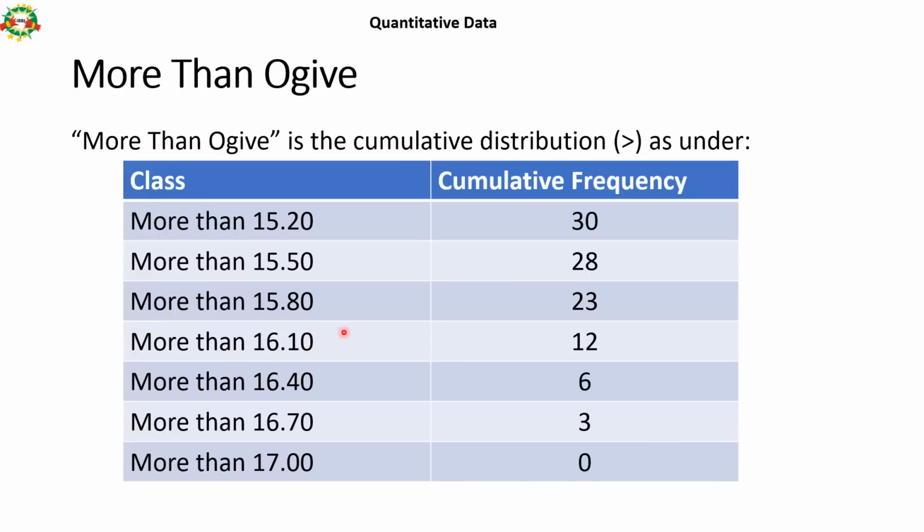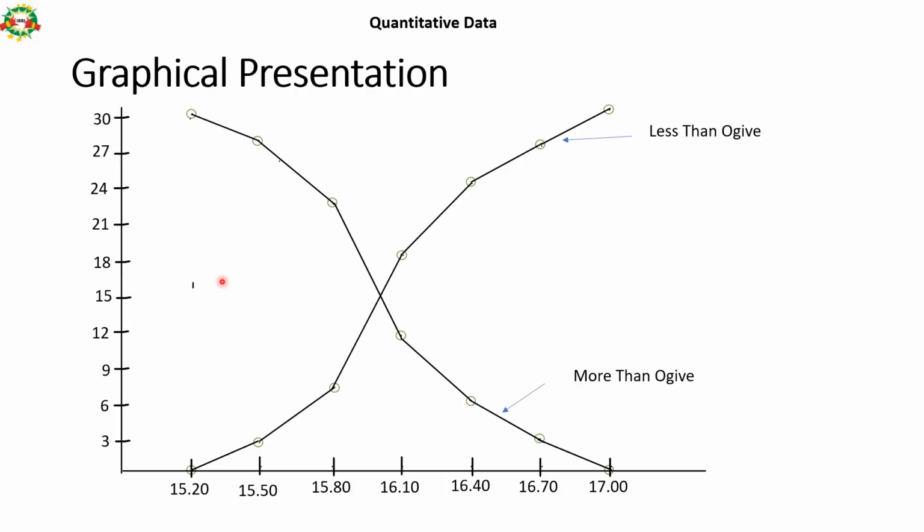Likewise, more than 15.80, 23; more than 16.10, 12; more than 16.40, 6; more than 16.70, 3; and more than 17 was 0, because all data points were less than or up to 17. So this is the graphical presentation of more than and less than ogive.